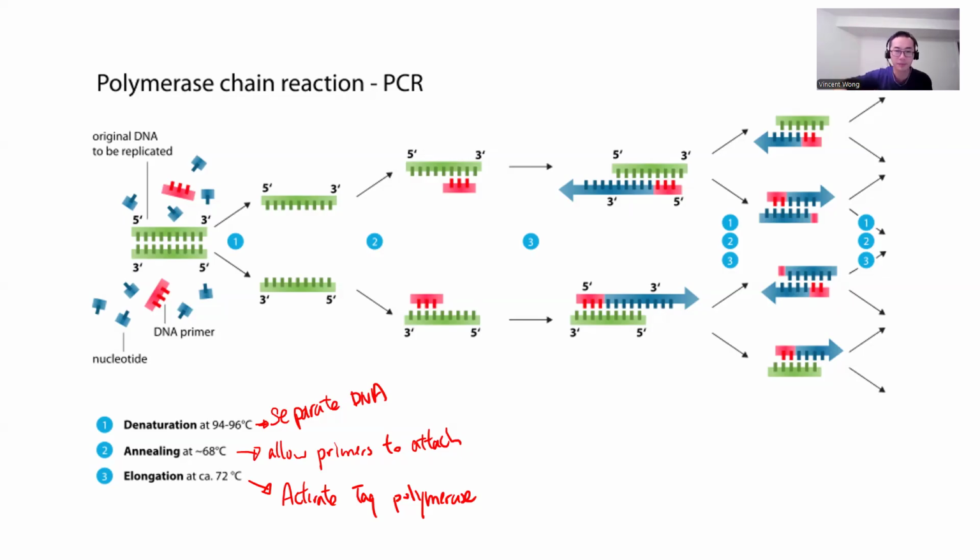That's one cycle. So at the end of one cycle, you will have 4 copies. And then now you will do it again. Each of the 4 copies will separate, and then the primers will bind to the 4 copies, and then the Taq will copy all of them, and then you have 8 copies, and so on and so forth. And before you know it, you would have cloned the DNA that you want. So if we're trying to make insulin, we'll be cloning the insulin gene. That's PCR in a nutshell. Any questions?